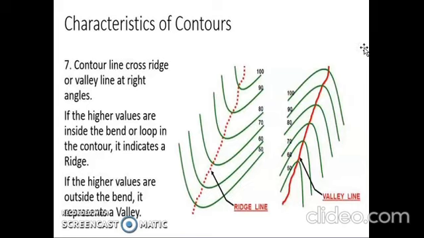Other characteristics: the contour lines cross a ridge or valley line at right angles. If the higher values are inside the bend or loop in the contour, it indicates a ridge. So this is a ridge line. This is not closed contour lines. These are not closed, these are open. But one point on each of the contour lines will be connected. So if the higher values are outside the bend, it represents a valley. So this is a second diagram which is shown, and in the first diagram, if the higher values are inside the bend or loop in the contour, it indicates a ridge.